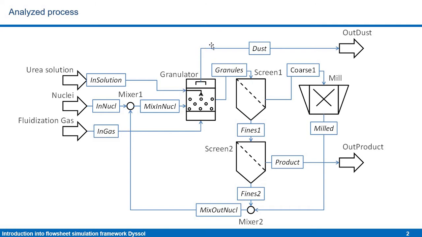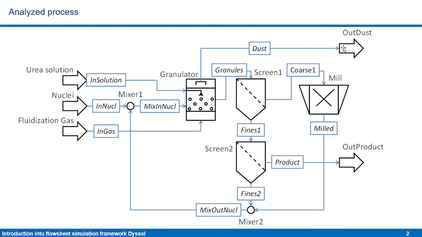Moreover, there exists one additional gas flow in order to perform fluidization. And we have also one additional outlet flow for dust. Now, in order to reproduce this scheme in Dyssol, it is necessary to create a corresponding number of unit operations and a corresponding number of streams.